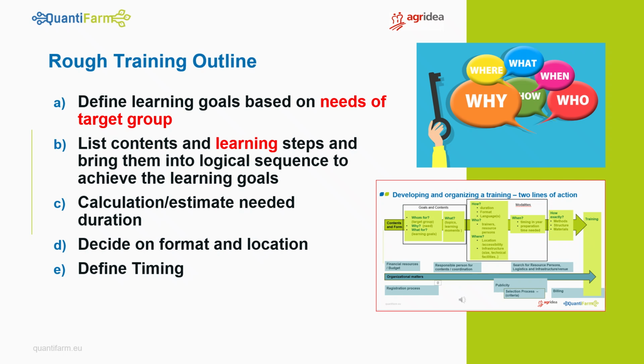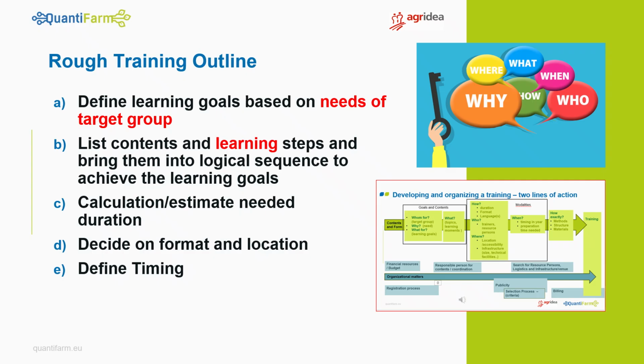When you have finished that, then ask yourself how much time is required for each of those steps. And from there, it's easy to calculate or estimate the rough total duration of the training. And then, of course, you would go on to think about the most effective form and format for the learning steps that have to be taken.